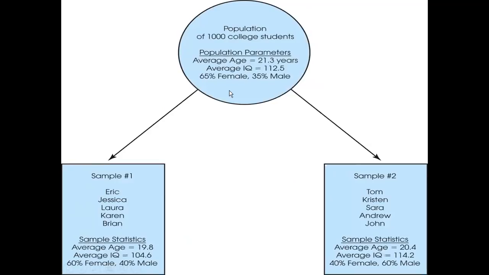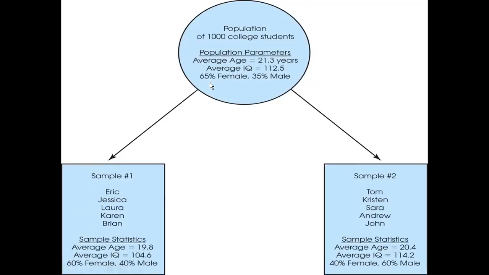Now, if I randomly select a sample of 5 people from this population, here's my first result. Sample number 1, I've collected data on 5 people. Now look at the average age of the sample, it's 19.8. It's a little bit different than the average age of the population. Close, but not identical. Here's the IQ, 104 and change. Again, that's a little bit below the population IQ. This is sampling error, these discrepancies between sample statistics and population parameters. Even the sex breakdown isn't completely accurate. Here it's 60% female and 40% male.